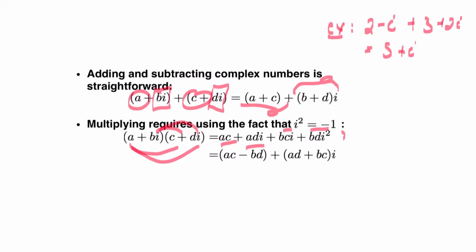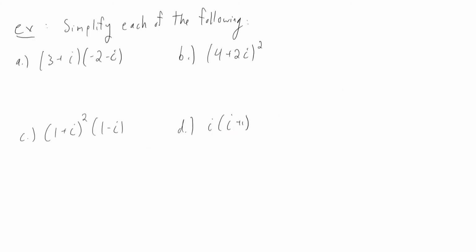But then I remember that bdi squared is equal to bd times minus 1. So I get a minus bd component of my real part. Other than this, things are essentially the same. So let's look at a few examples, all of which will involve multiplying.